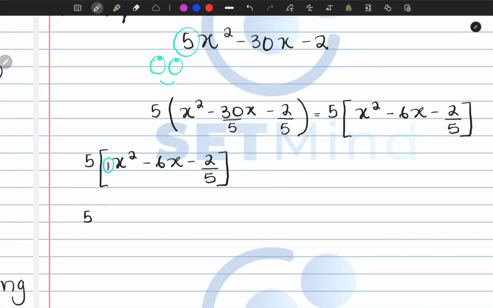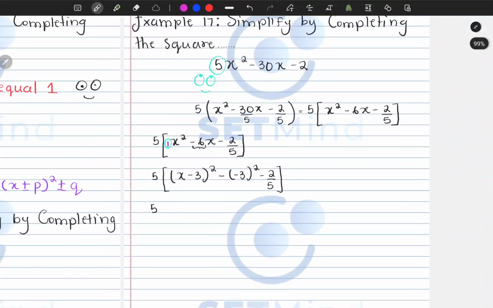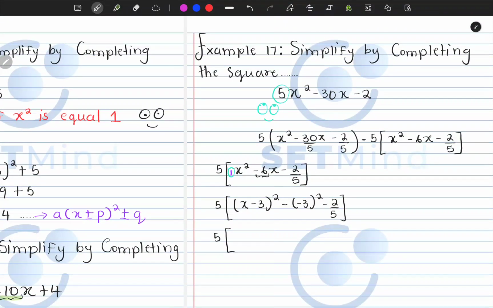So we'll now have our 5 into, we'll open our bracket, we'll have x. Then we always divide the coefficient of x by 2, which will give us minus 3, all squared. And we subtract what we have there, which is minus 3 all squared. Then minus whatever we originally had. So what we are going to have is 5 into x minus 3 squared, and this will end up being minus 9 minus 2 over 5.